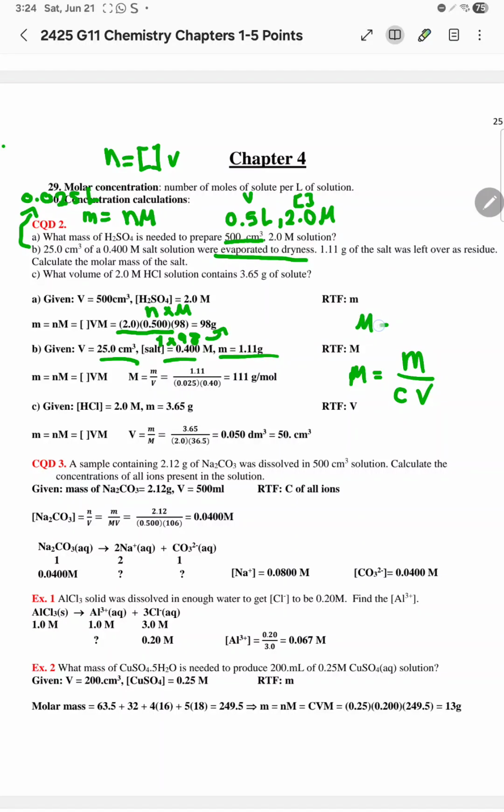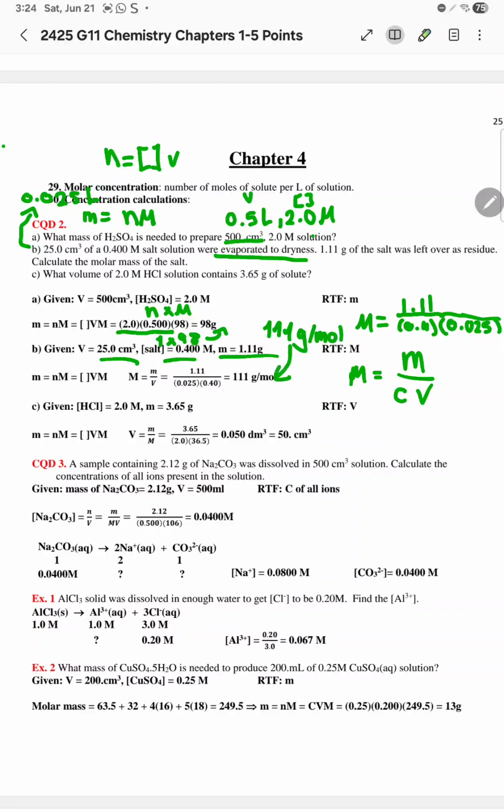So our molar mass is equal to the 1.11 grams over concentration, which is 0.4, times the volume, which is 250 divided by 1,000, which is 0.025. This all should give you 111 grams per mole, which is our answer.